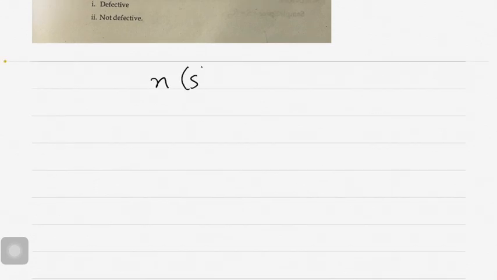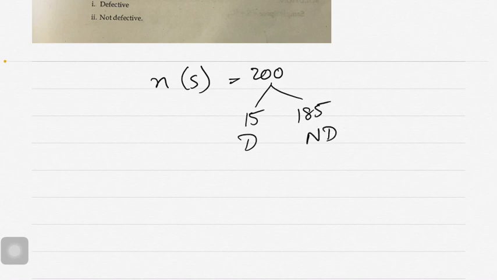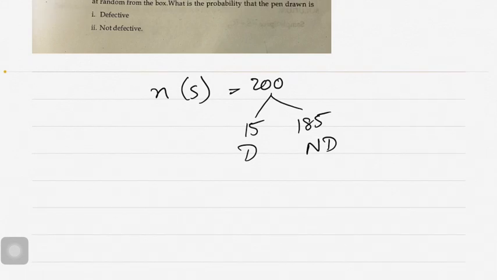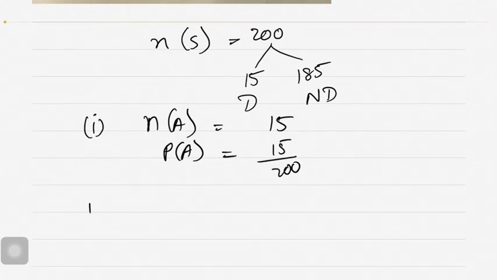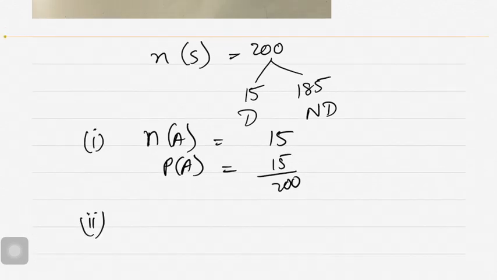Okay, your sample space is 200 because there are 200 pens. Out of 200 pens, 15 pens are defective. So remaining 185 is not defective. Correct. So sample space is 200. What is the probability that the pen drawn is defective? So let that be my N of A, that the pen is defective. So N of A will be 15, right? So my P of A will be 15 by 200.